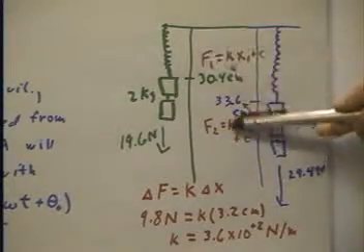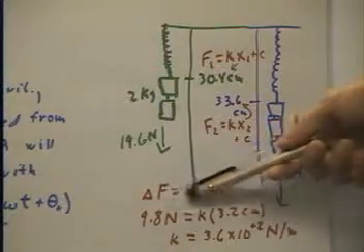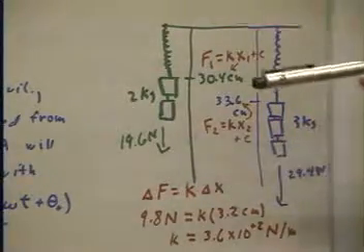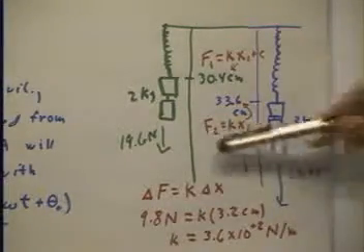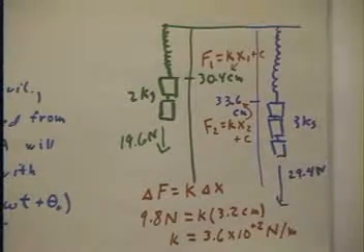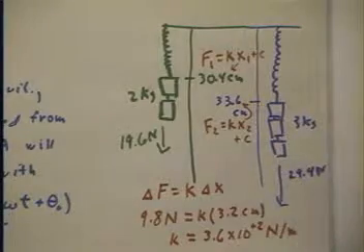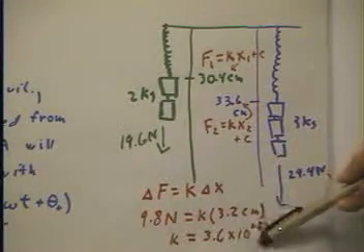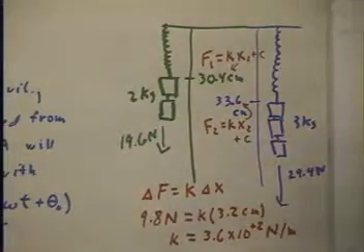The change in the force, the difference in the two forces exerted by the spring, is going to be k times the difference in the two positions of the spring. So the difference of the forces, the difference between 29.4 and 19.6 newtons, is 9.8 newtons. That's going to equal k times the difference in positions, the 3.2 centimeters. And we solve this to get k equals 3.6 times 10 to the second newtons per meter.